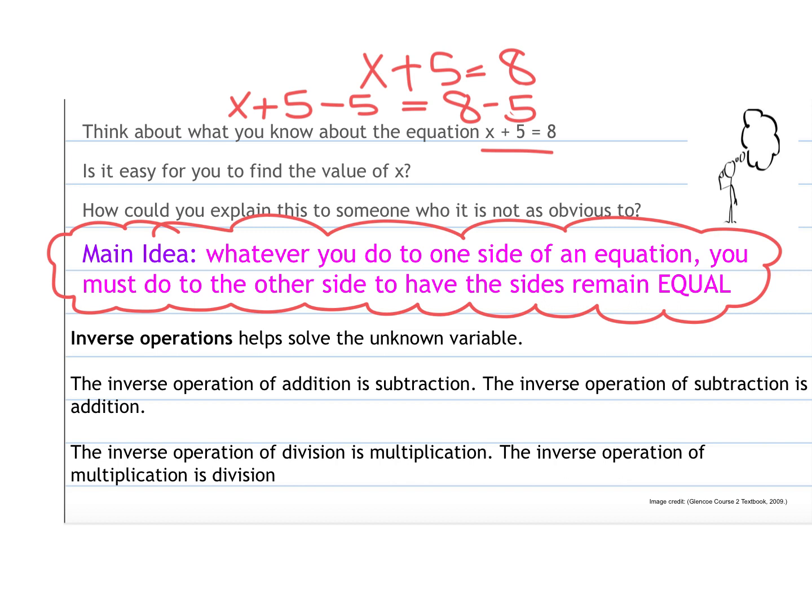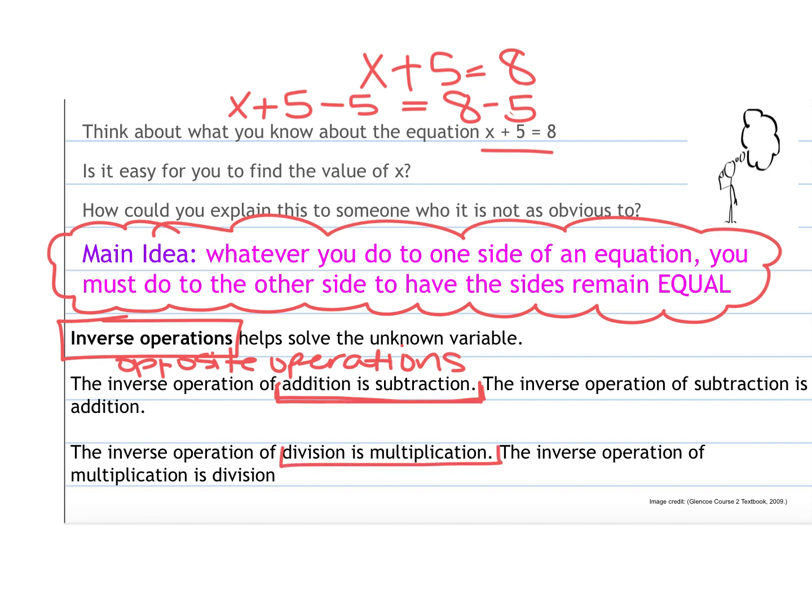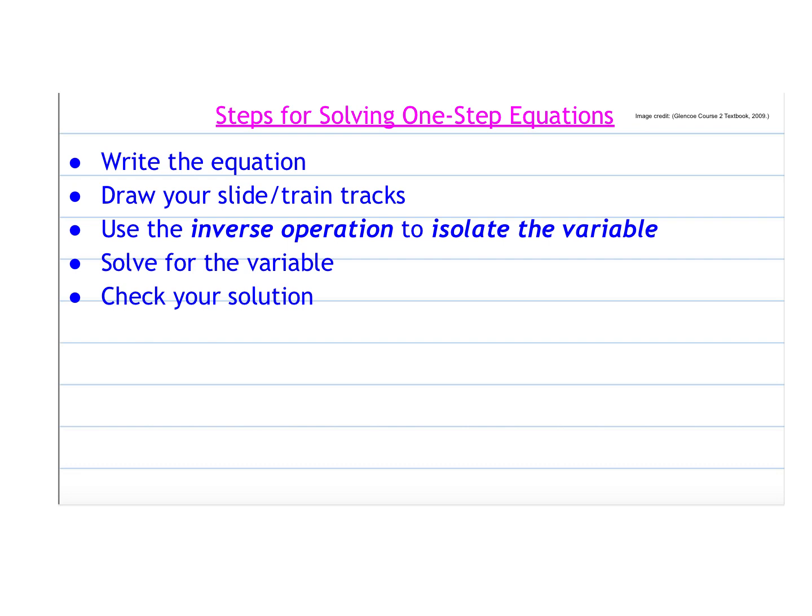We also need to make sure that we know what inverse operations are. So inverse operations are opposite operations. And then I just want to make sure that you know that addition and subtraction are inverses of each other. So you want to write something along those lines, that addition and subtraction are inverses, and then division and multiplication are inverses. So the opposite of addition is subtraction, the opposite of subtraction is addition, the opposite of multiplication is division, and then the opposite of division would be multiplication. This is also something that I want you to pause and write down.